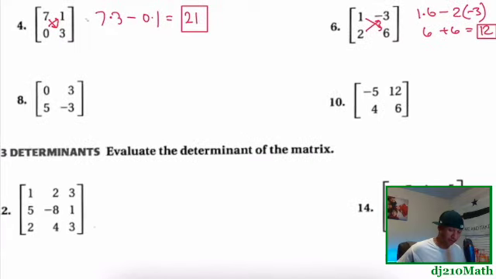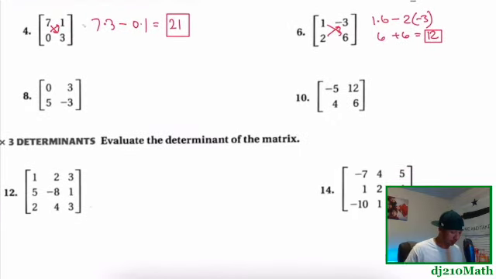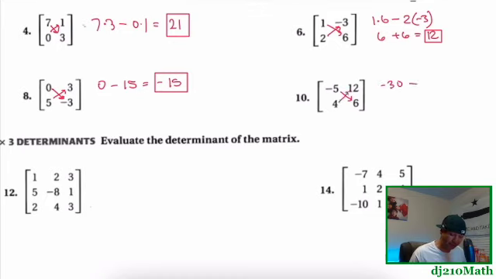It's baby stuff. So this is going to be 0 times anything is 0 minus 5 times 3. 15. Negative 15. Negative 5 times 6, negative 30. Minus 4 times 12. 12, 24, 36, 48. So negative 30 minus 48. Negative 78.